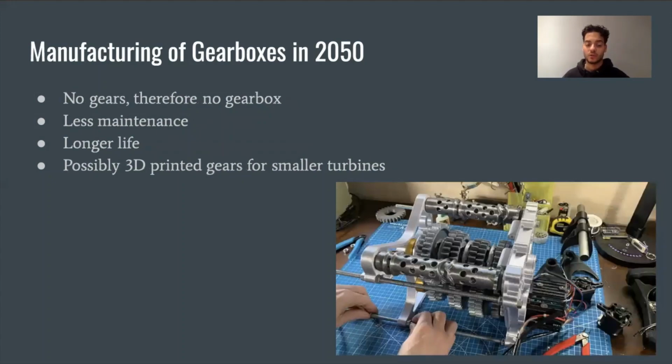Manufacturing of gearboxes in 2050. Manufacturing of wind turbine gearboxes in 2050 will be extremely different than today because first and foremost, wind turbine gearboxes will probably not exist in that year because of the new idea of direct drive wind turbines. For smaller wind turbines in residential areas, I can see gearboxes being manufactured from additive manufacturing processes like 3D printing or other processes that may result in a more wear-resistant gear.